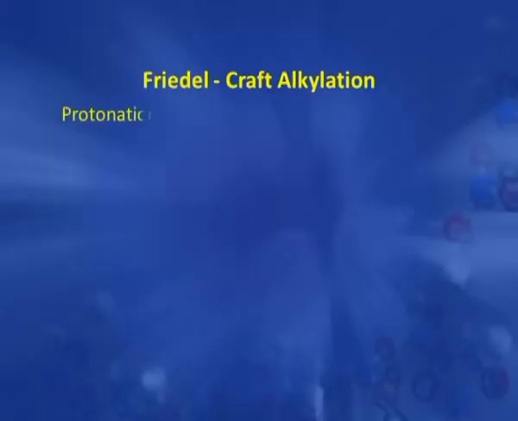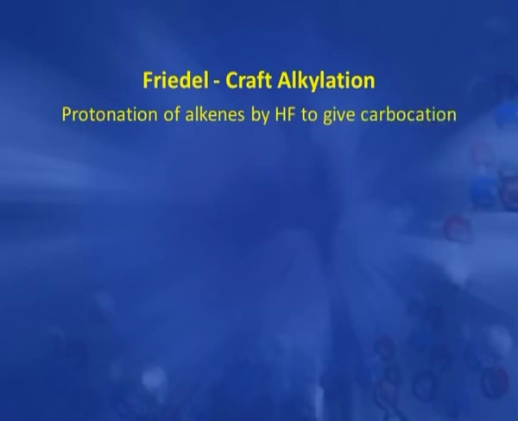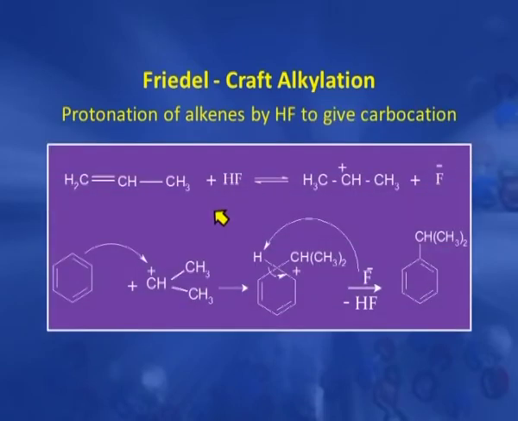Now, carbocation is not only produced by alkyl halide reacting with a Lewis acid. The carbocation can be generated in other ways also. For example, we can react an alkene with an acid. For example, this is propene, which on reaction with HF produces the isopropyl carbocation, and this isopropyl carbocation, in the normal course, is attacked by the benzene ring and gives the isopropyl benzene. So, here instead of alkyl halide we have used the alkene propene.